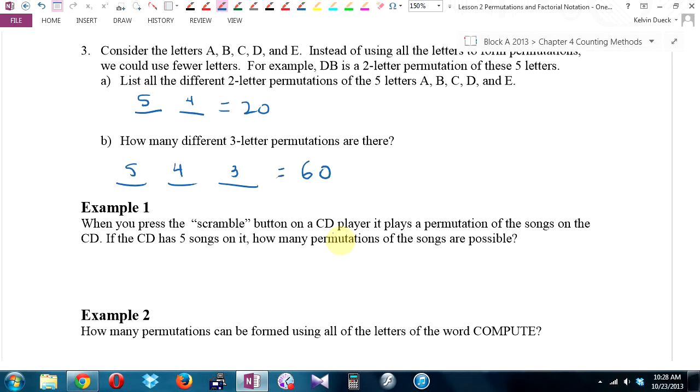When you hit the scramble button on your MP3 player, it's doing a permutation. It's just taking the number of songs, right? And saying, how many ways can I mix them up? So let's suppose you only have 5 songs on your MP3 player and you hit shuffle. How many different permutations are there? It wants me to pick all of them, yes? It didn't say only pick 2 songs, only pick 3 songs, it said pick all of them. And what is 5 times 4 times 3 times 2 times 1? 120.